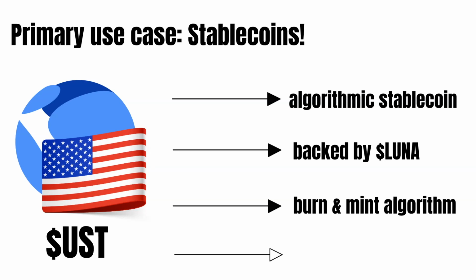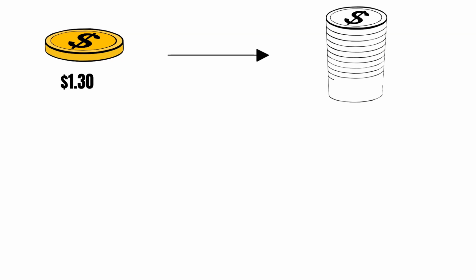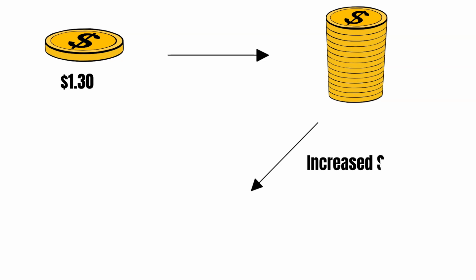Users were able to burn $1 worth of Luna to mint 1 UST. This also worked vice versa, of course. Let's say that UST was trading at $1.30. In this case, people would have had the incentive to mint more UST. But because more people mint UST, the supply becomes larger, which brings UST back to $1 at some point.